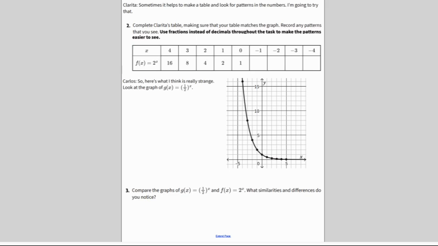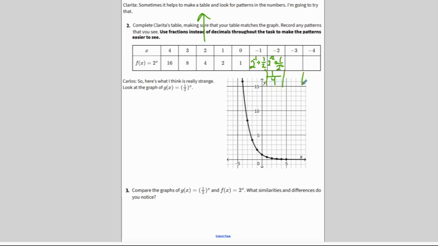And this time, instead of using decimals, we're going to use fractions. So this becomes 2 to the -1, which is just 1 over 2. This 2 to the -2 becomes 1 over 2 squared. Now, 1 over 2 squared is the same as 1/4. So I'm going to drop into the graph on that one a little bit.